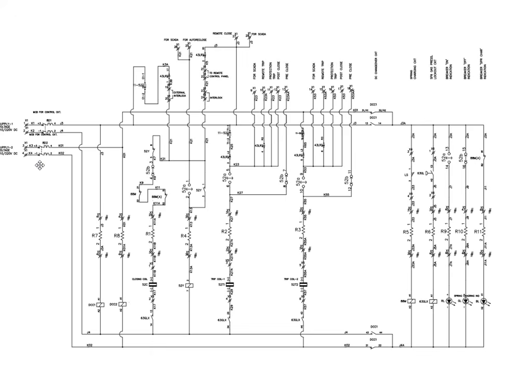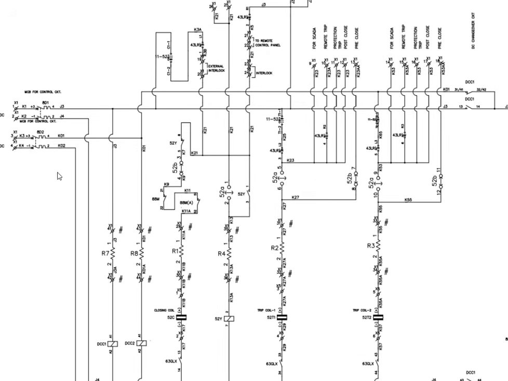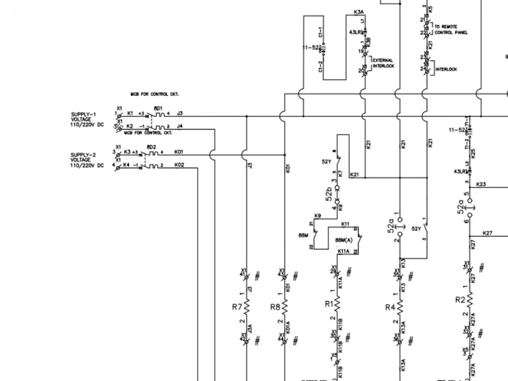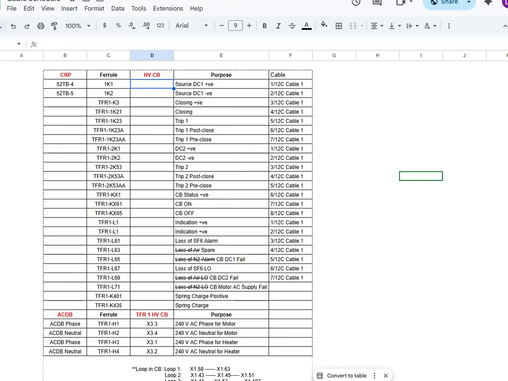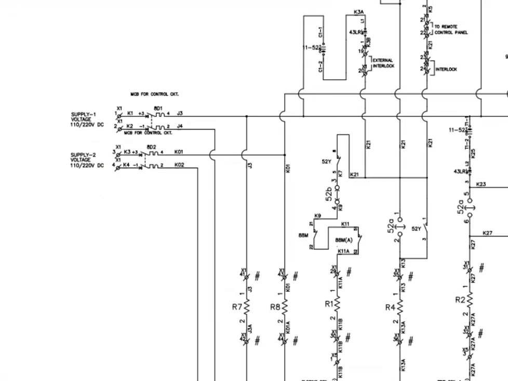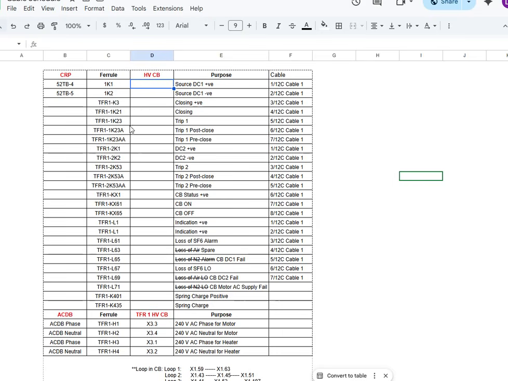I'll zoom in again, and this is source 1 and source 2. We need these TB numbers. For source 1 it's x1-1 and x1-2. We will note that down: x1-1 and x1-2. This is now completed.